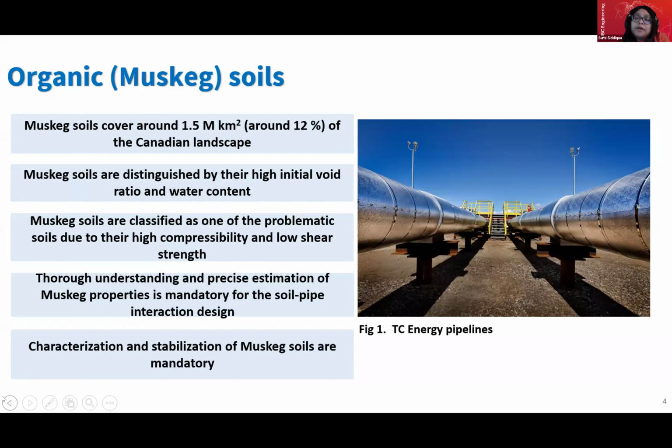Classified as one of the problematic soils, it's no need to mention, we know that organic soil is part of that because of its high compressibility and low shear strength. We have to have a better understanding. So thorough understanding and precise estimation of muskeg properties is mandatory for soil-pipe interaction design, because I started by saying that pipeline is an issue, and characterization and stabilization of muskeg should be performed.